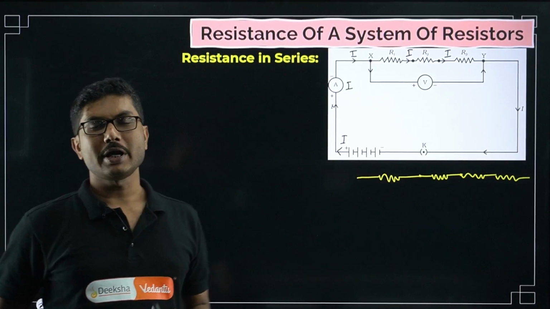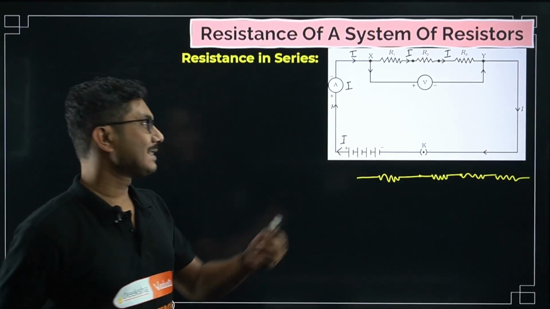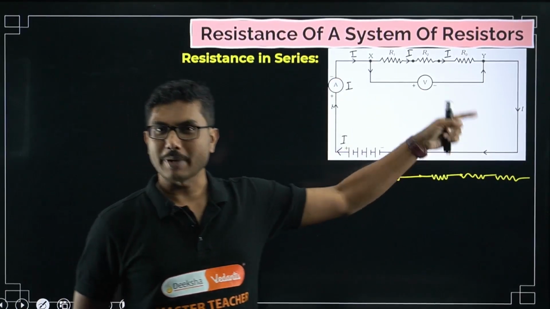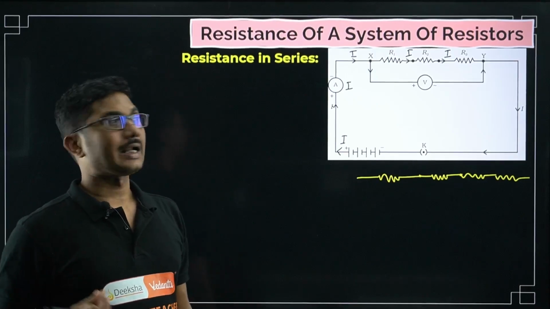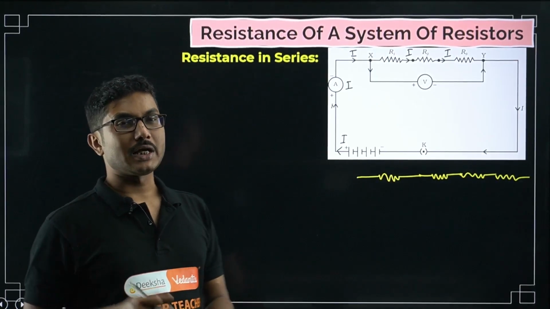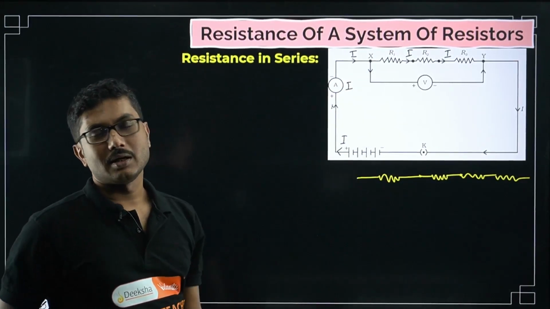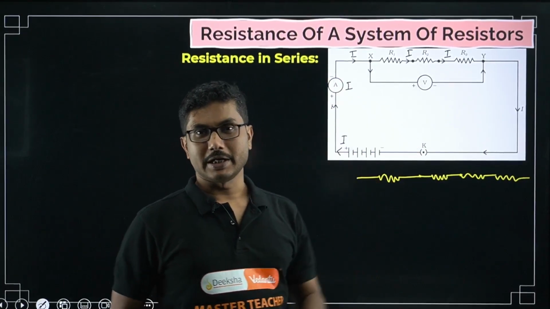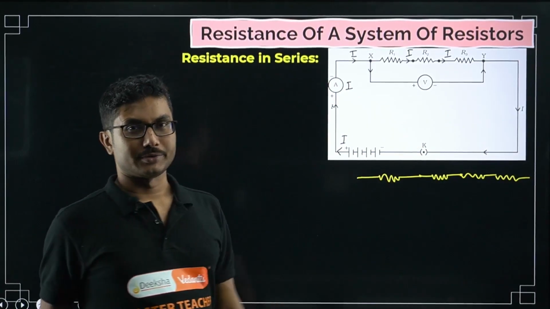Each and every component is receiving the current I, except this voltmeter. The voltmeter is connected in parallel, so it does not consume any current. We are assuming this is an ideal voltmeter, which does not consume any current. It is only measuring the voltage.